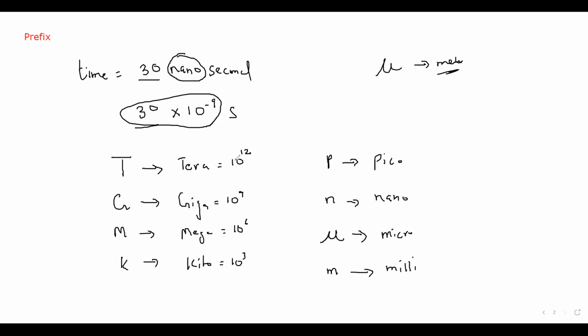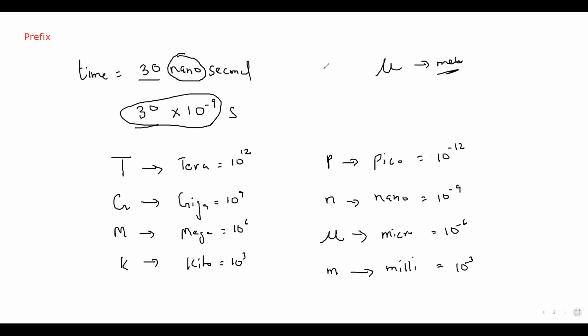So for all the positive powers, like plus 12, plus 9, plus 6 and plus 3, we use capital letters. And small letters: pico means 10 power minus 12, nano 10 power minus 9, micro 10 power minus 6, and milli 10 power minus 3. So these are the scientific notations we normally use when a question is there.